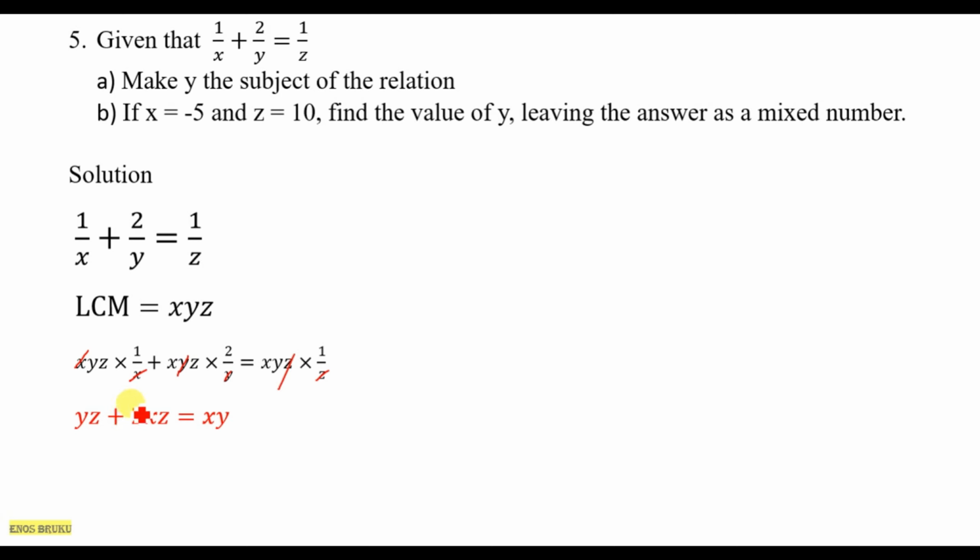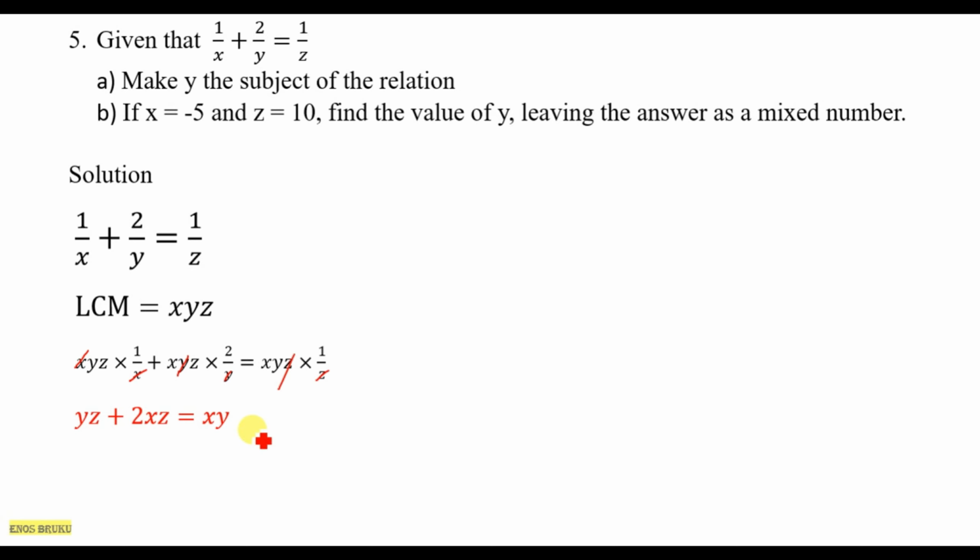If you like, you can send the 2xz to this side, and bring the xy to this side. But if you send 2xz to the right side, it will become negative. Which is not wrong, but it's always good to work with positive numbers, because sometimes students forget to put the negative there, and they end up getting the answer wrong. The method will be correct, but the answer will be wrong.